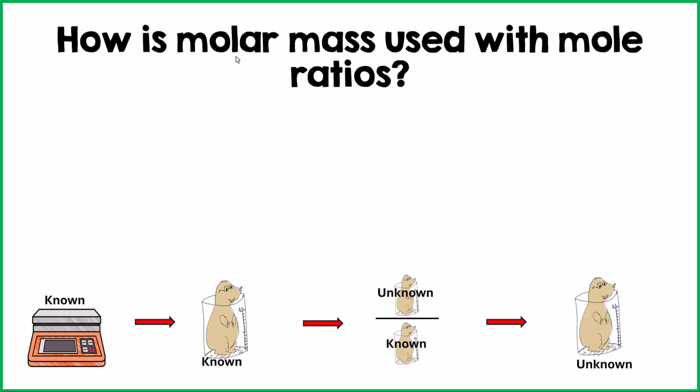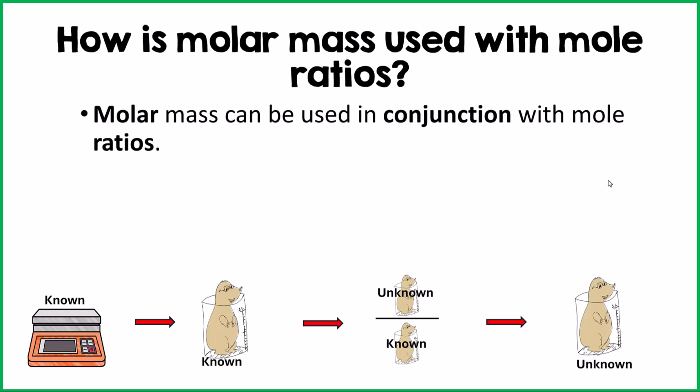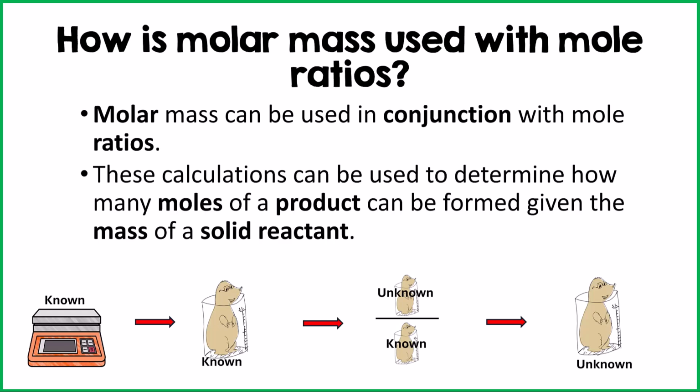So how is molar mass used with mole ratios? It can be used in conjunction with mole ratios. These calculations can be used to determine how many moles of a product can be formed given the mass of a solid reactant. So if we have the mass of a certain reactant, or we can actually do this with products as well, but we'll start with a reactant just to make this simpler. If we have a known mass of a reactant, we can convert that to moles using the molar mass because we already know how to convert from mass to moles. So that involves using the molar mass.